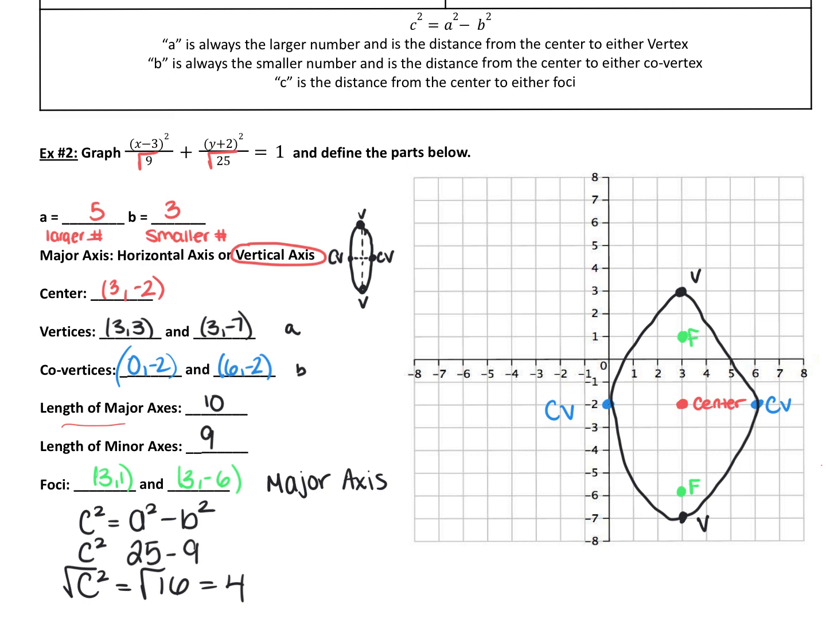All right, that's it. We've completed 2 examples. We've done one ellipse with a horizontal axis and one with a vertical axis.